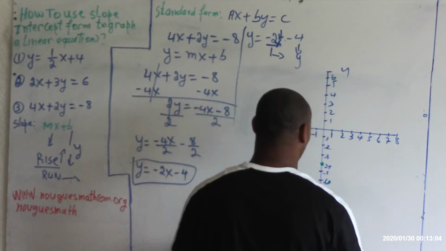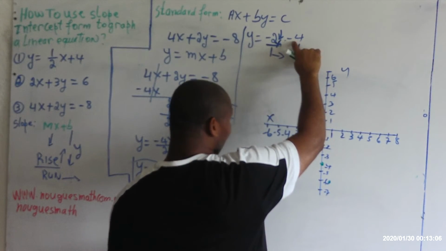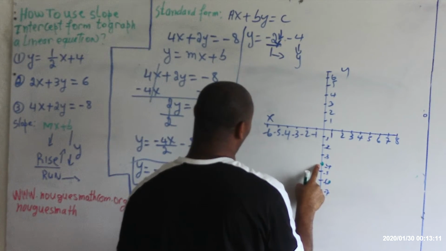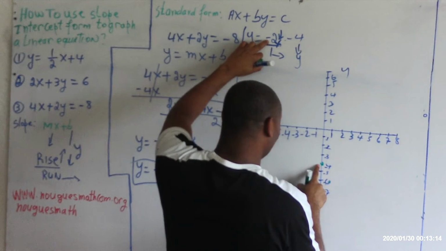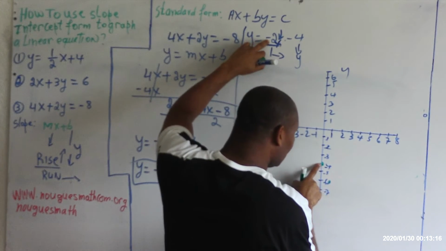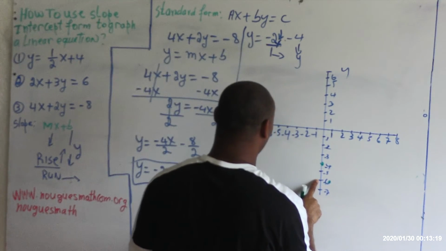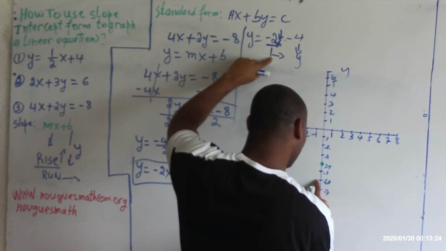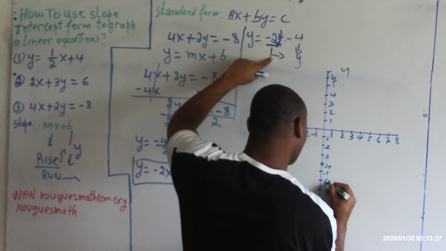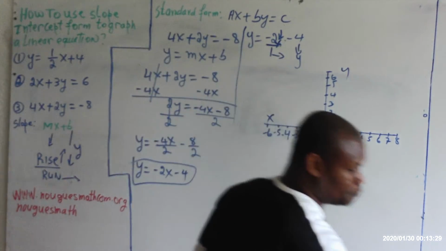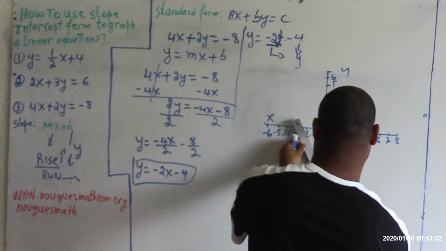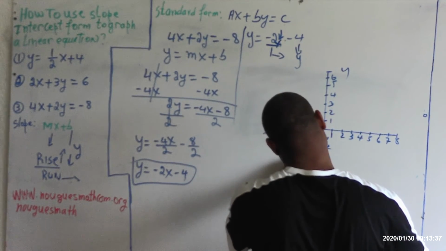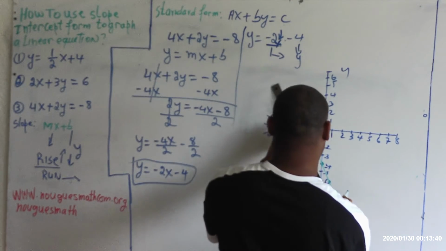Place negative 4 first, right here. From negative 4, you count 2 units down, right here. Then 1 unit to the right. So this is my graph. That's not difficult.